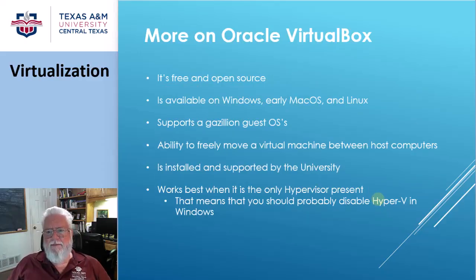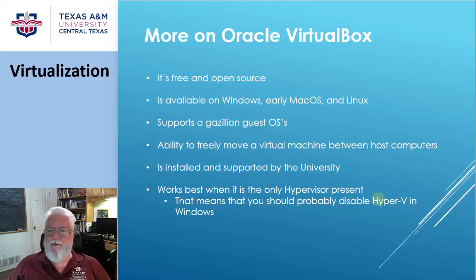So let's talk about Oracle VirtualBox. So it is free and open source. It's available for Windows, the early Intel versions of Mac, and Linux. It supports a gazillion. And if you wanted to go back in time and install some ancient thing, like I want to install Windows 2000 or something like that, VirtualBox would probably be the only option available to you. I like being able to move a virtual machine between computers, like between the classroom computer and my computer at home. Man, that's fantastic. It's installed and supported by the IT folks at the university. Cool. And then, unfortunately, it works best when there's no other hypervisor present.